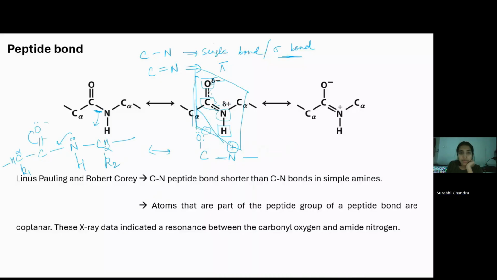And also, if you see these four atoms, the X-ray data also showed that these four are actually coplanar. They exist on a single plane. Now, if we talk about the C alpha of one amino acid and the C alpha of the other amino acid here, these can actually move out of the plane or go elsewhere. However, these four atoms here, C, O, N, and H, the ones participating in peptide bond formation, are actually coplanar. They exist in a single plane.